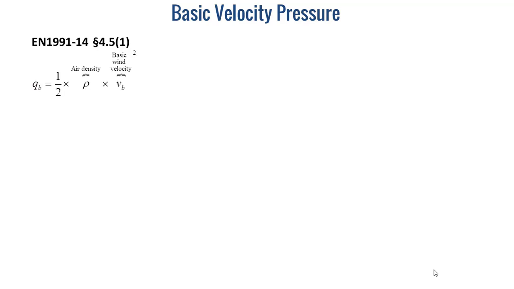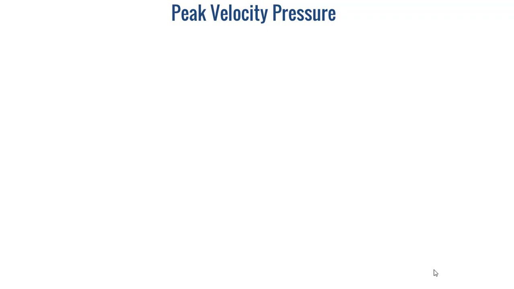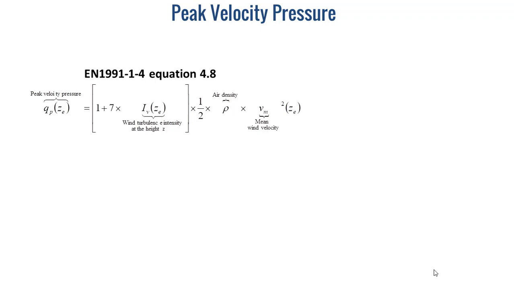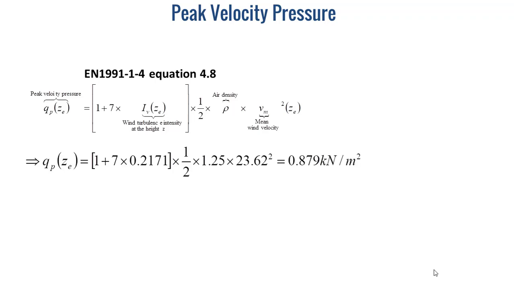We move to determining the basic velocity pressure. The basic velocity pressure is determined using the formula that you see now. And here, applying numerically this formula, we determine QB, which is the basic velocity pressure, as 0.456 kilonewton per meter square. We determine now the peak velocity pressure using this formula, and numerically we obtain the peak velocity pressure QP at the reference height ZE equal to 0.879 kilonewton per meter square.